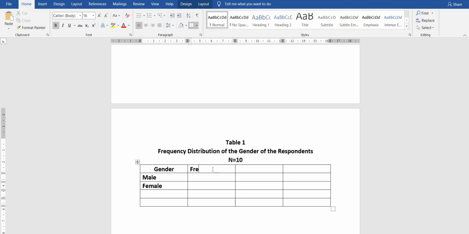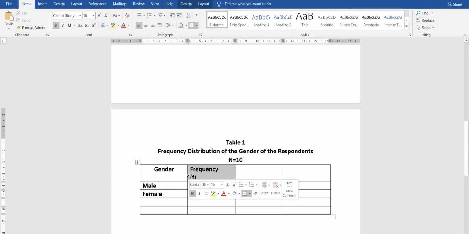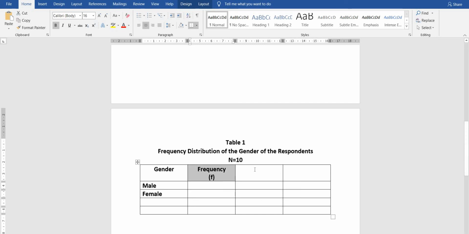Next is the word na frequency. Frequency sa baba, lagyan nyo ng F. Ito yung frequency, ito yung mga number of naging respondents ninyo ha. Kung ilan ang nag-response sa particular category or classifications. Okay? Next is percentage. Lagyan nyo rin siya sa baba ng percentage. Okay? Next is rank. Sa mga ibang researches, hindi sila nagpapalagay ng rank, pero pwede nyo rin siyang lagyan ng rank.